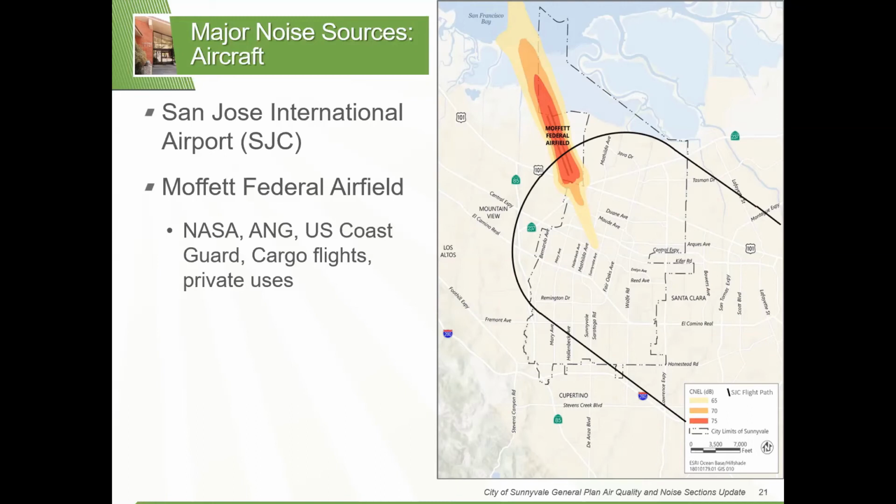Both airports contribute to the existing noise environment, but this discussion focuses on Moffett Airfield as it is closest to the city. Moffett Federal Airfield is used by NASA, Air National Guard, U.S.